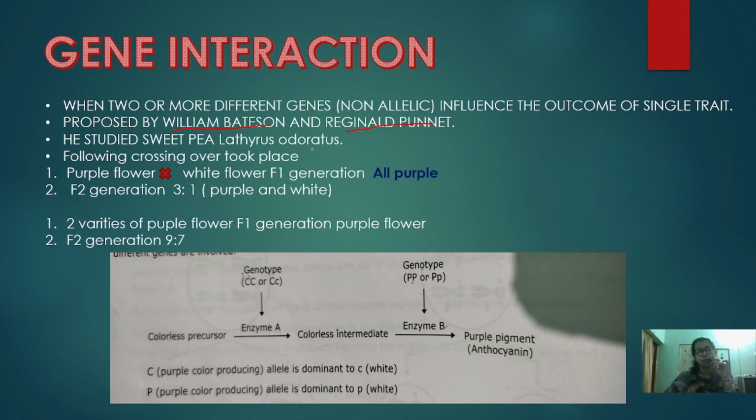Where did they study or observe this? They observed it in the sweet pea plant, Lathyrus odoratus, made certain experiments and proved the fact of gene interaction. What experiments did they conduct? First he took a normal pure breeding, or true breeding, purple flower. What do you mean by true breeding? Pure, where nothing hybrid is involved.